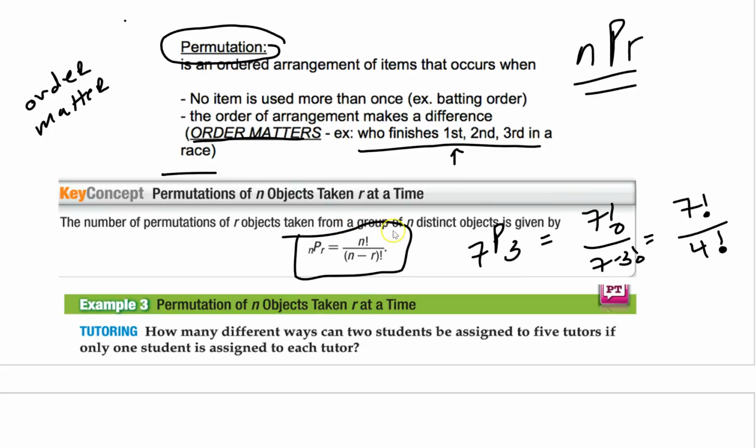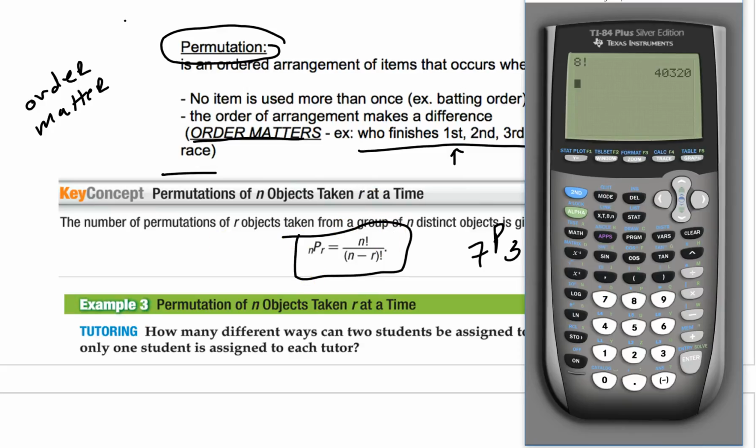Now, I'll tell you right now, most of these permutations get big, so most of the time we're just going to use our calculator. Like 7P3, we'll just use 7, math, go to probability, and PR right there, order matters, permutation, 3.